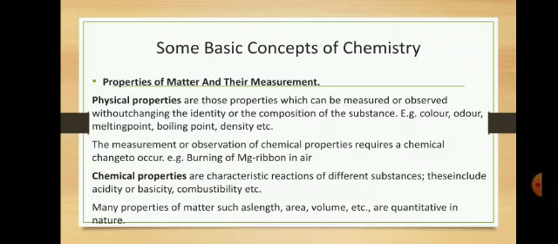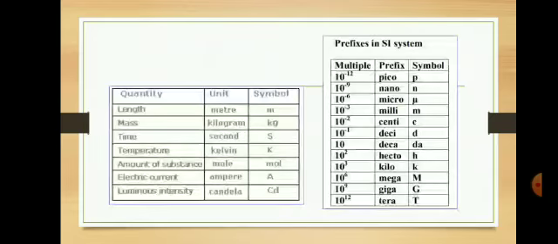Many properties of matter such as length, area, volume, etc. are quantitative in nature. Quantity, unit and its symbol. Length, its unit is meter, symbol is m. Mass, unit is kilogram, symbol is kg. Time, unit is second, symbol is s. Temperature, unit is Kelvin, symbol is K. Amount of substance, unit is mole, symbol is mol. Electric current, unit is ampere, symbol is A. Luminous intensity, unit is candela, symbol is Cd.